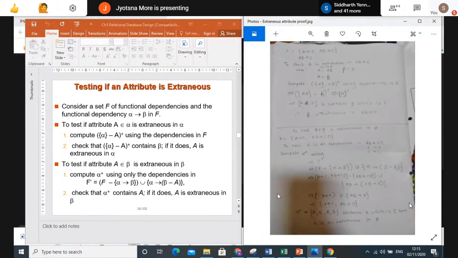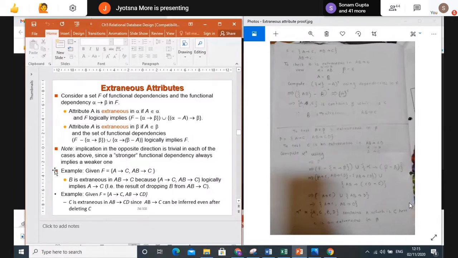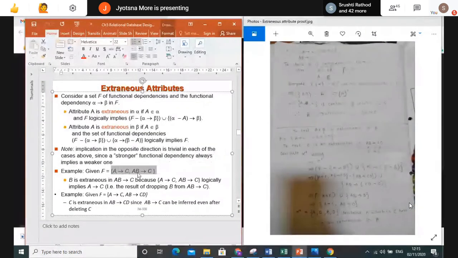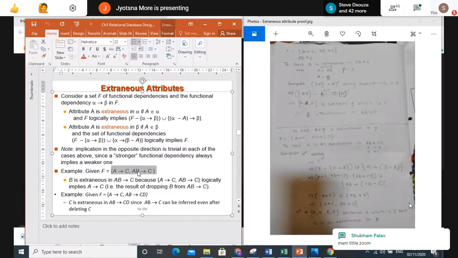Okay, so now we will see. Suppose this is a given functional dependency set: A determines C and AB determines C, from the previous example which we have taken. Here I am saying B is an extraneous attribute, so I have to check whether B is really an extraneous attribute or not.